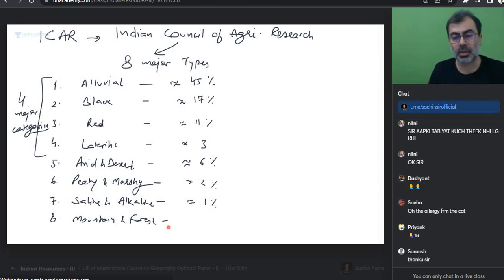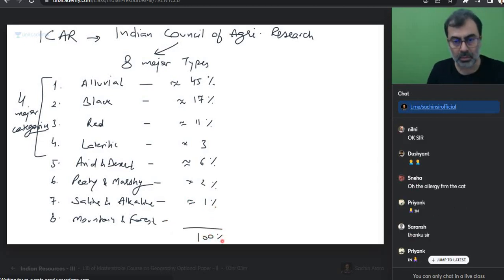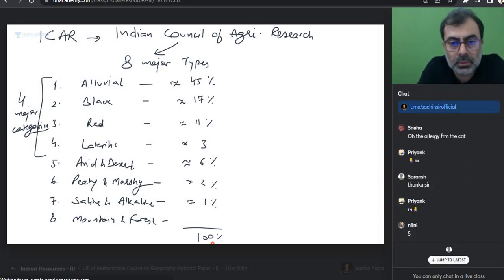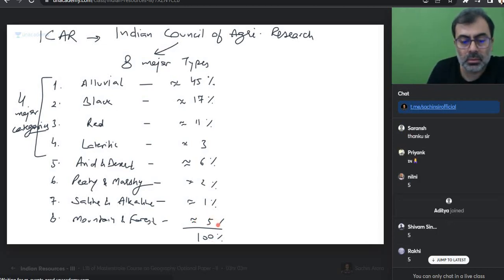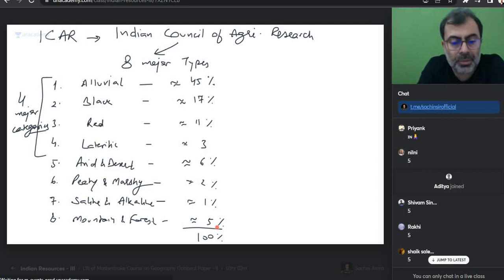Tell me quickly how much is left. Mountain soil, how much is left out of 100? You'll say later, sir, 100 is not coming. Lily, don't do that. Quickly. 5%? Around 5%. Is everyone okay?